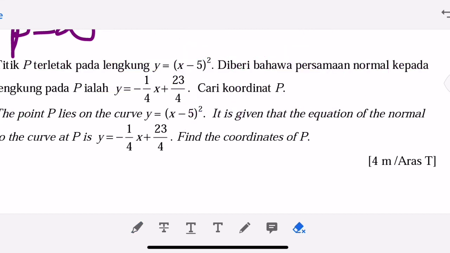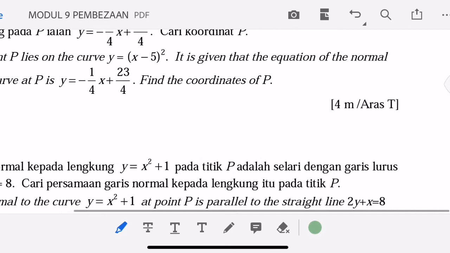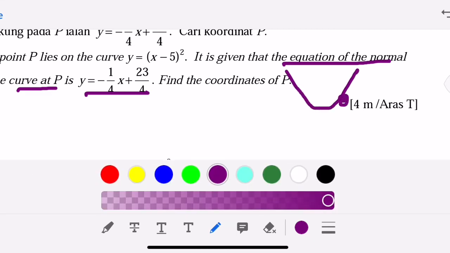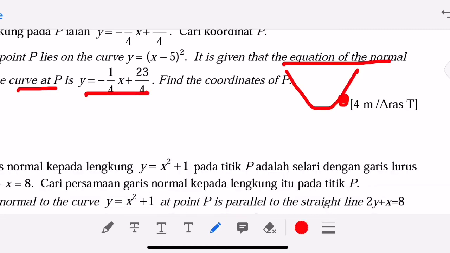Okay, question number 11, you're given the point P lies on the curve. Okay, so the equation of the normal is given. So when you have the curve, let's say you have a curve, and then you have the normal given. Okay, you have the equation of normal, so let's draw the normal.